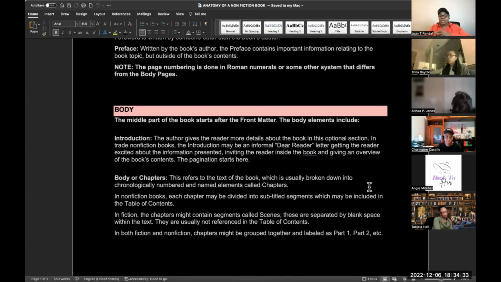Okay. The body, that is the second part of your book. So the middle part of the book, right after the front matter, is the body. And the body starts with the introduction. So everything prior to the introduction of your book is the front matter. The introduction of your book starts your book, right? And the introduction is really giving the reader an understanding of why the author wrote the book, the information that they might find in the book. So they're giving the reader an overview of what is in the book.